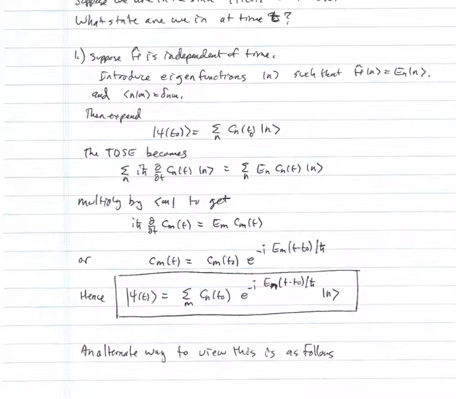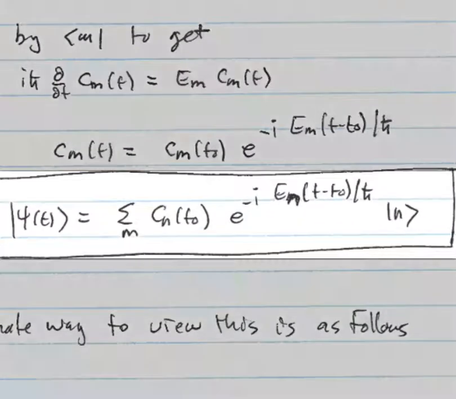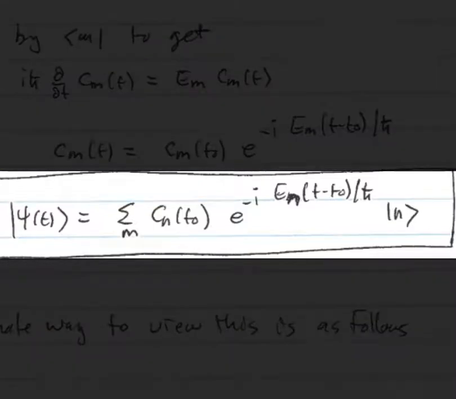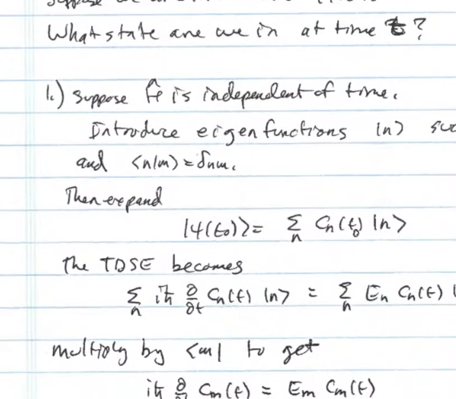We can substitute that back into the definition of psi of t, and we'll get psi of t is a sum over m. That should be a sum over n, not a sum over m. Sum over n Cn of t0 e to the minus i En of t minus t0 over h bar acting on the ket n. Now that's a very important equation. It deserves a box, so we're going to put a box around it.